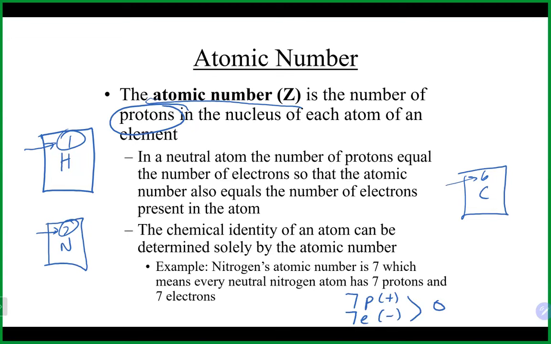So clearly, if you know the number of protons and the atomic number, which is basically the exact same thing, and you have a periodic table, you should know exactly what element you're dealing with by just simply finding that number on the periodic table.